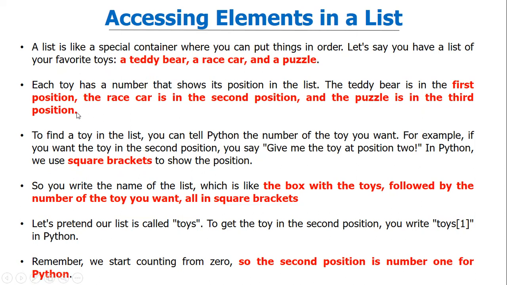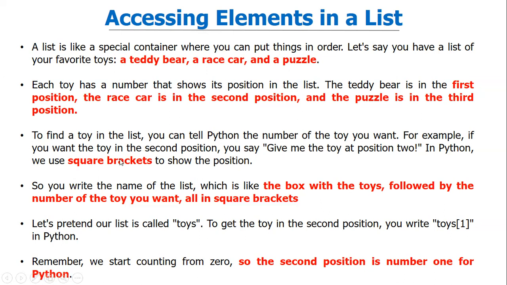So you have a special box, and the teddy bear in the box is the first one, the race car is the second one, and the third one is the puzzle. And we are representing the special container as a list. Now, to find a toy in the list, you can tell Python the number of the toy you want. For example, if you want a toy in the second position, you say, give me the toy at position 2.